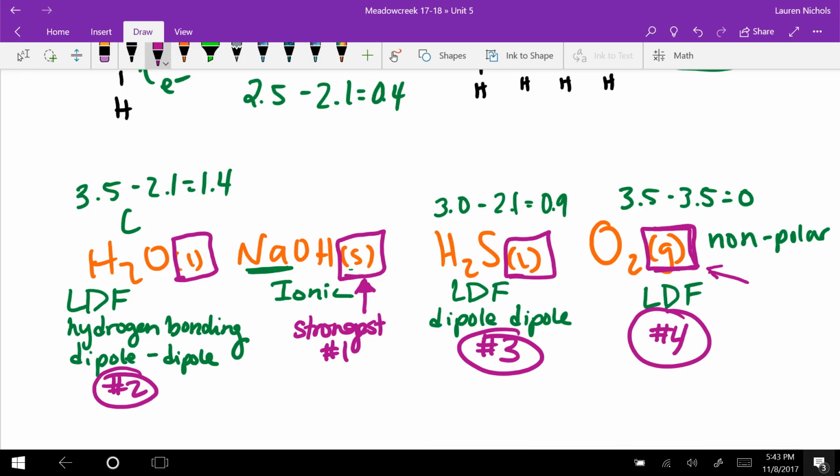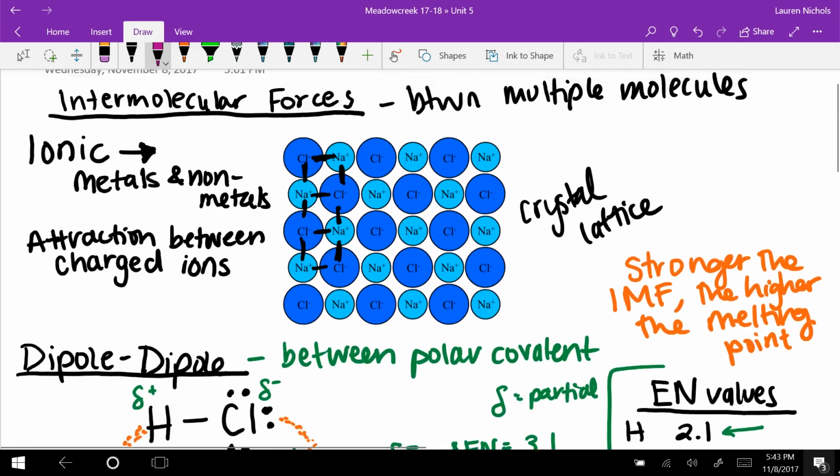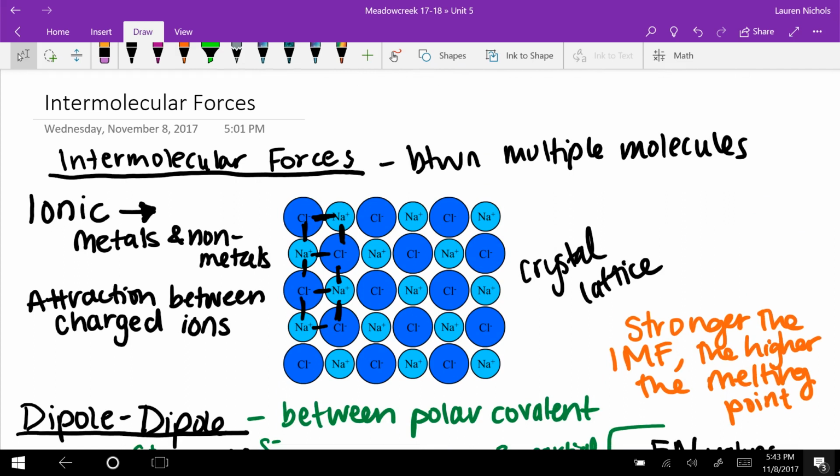So I hope that this helps you summarize and kind of see what's going on. You will need to make sure that you can talk about all these things tomorrow for your DBQ. So good luck.